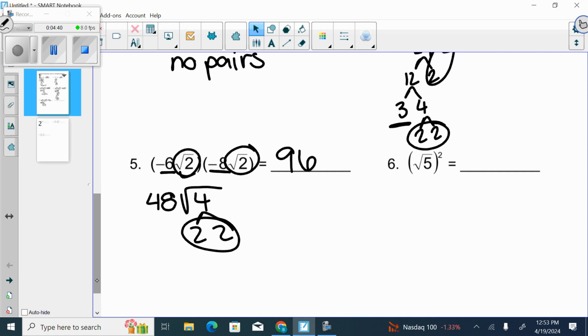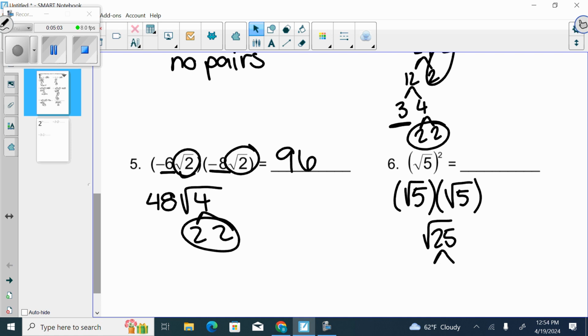Okay. All right, right here. It says square root of 5 squared. So what does it mean to square something? Multiply by itself. So this means square root of 5 times square root of 5. Square root of 25. Very good. Square root of 25 is 5. Any leftovers? So I'm good there. All right. All right, we just got a couple more on the back.